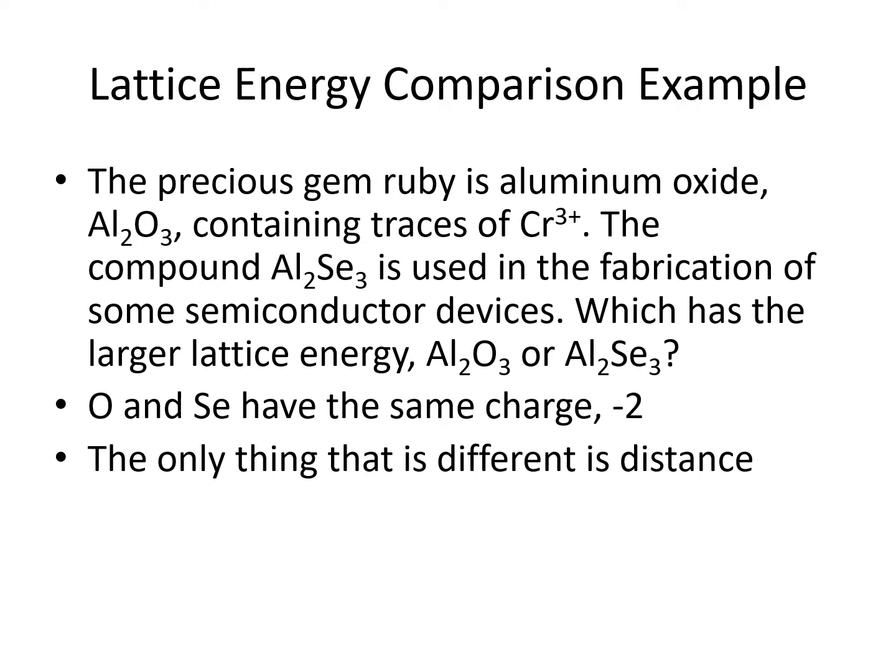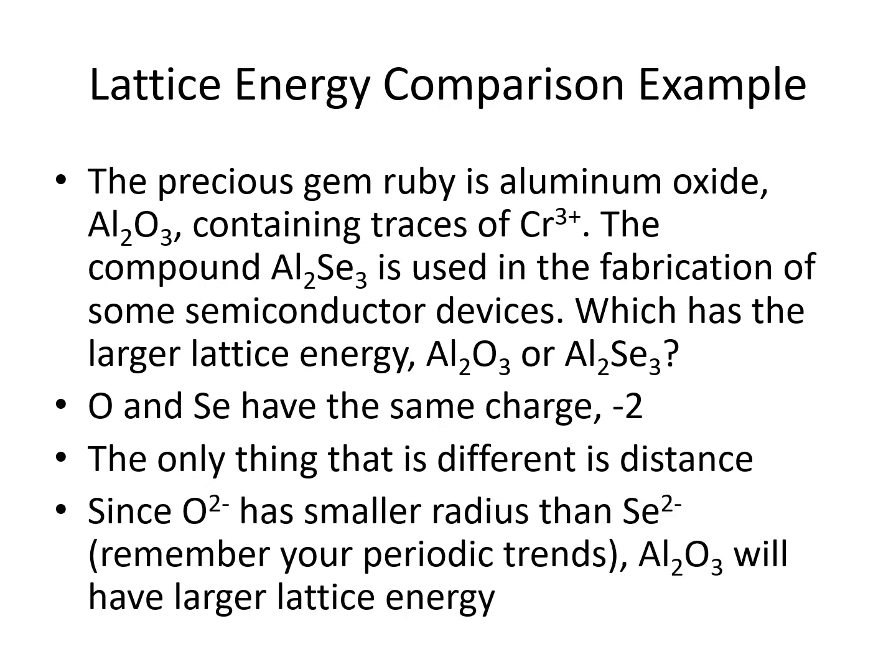The oxygen 2- ion has a smaller ionic radius than the selenium 2- ion. Remember, ionic radius follows basically the same trend as atomic radius, that is, larger equals lower and left, as long as you're staying within the same category of either all cations or all anions. Since the oxygen ion has a smaller radius, it's going to have a smaller distance. Since distance is in the denominator, having a smaller distance means it's going to have a larger lattice energy. Therefore, the one with the larger lattice energy is the aluminum oxide, because it has a smaller distance between the ions.